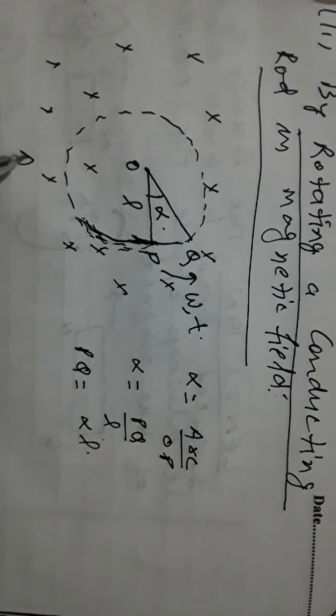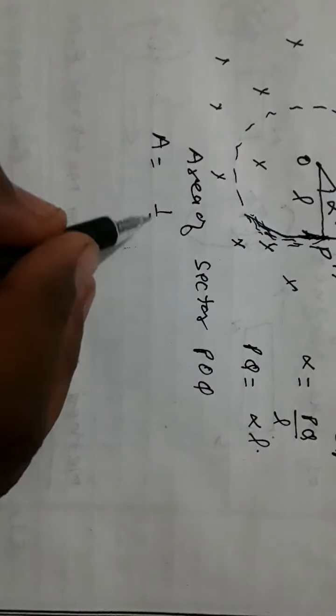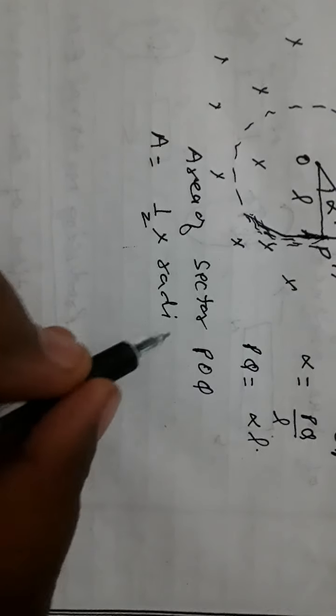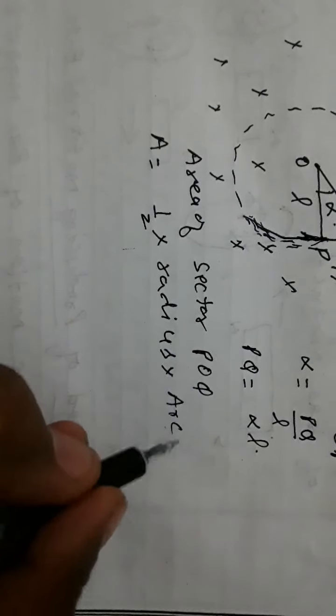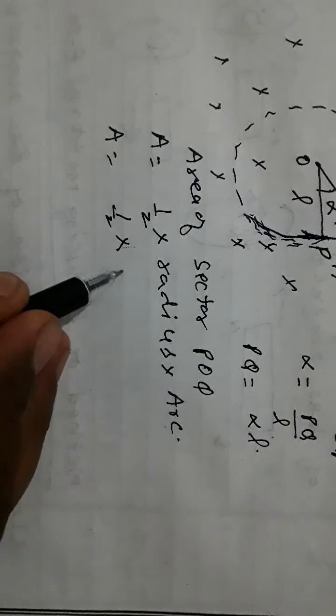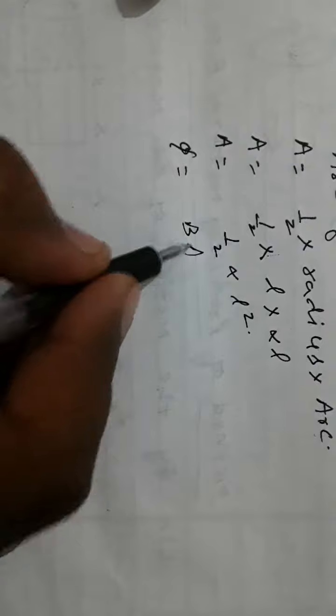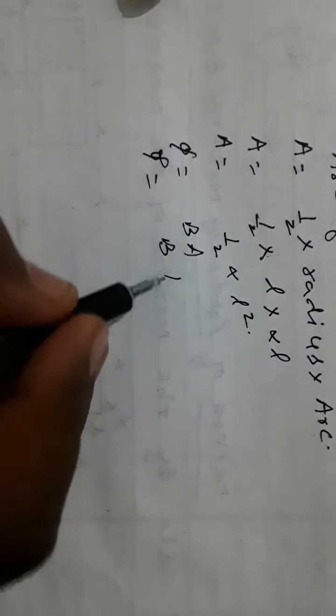Now the area of the sector POQ is equal to half into radius into arc. Radius is L and arc PQ is alpha into L. So area is half into alpha into L square. Now magnetic flux phi is equal to B into A, so phi is equal to B into half alpha L square.